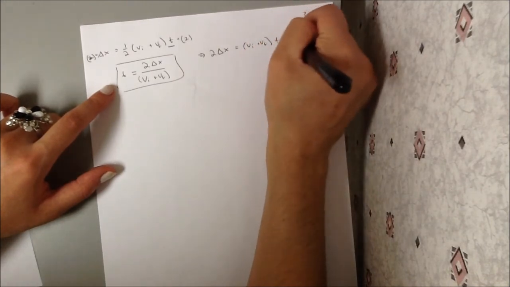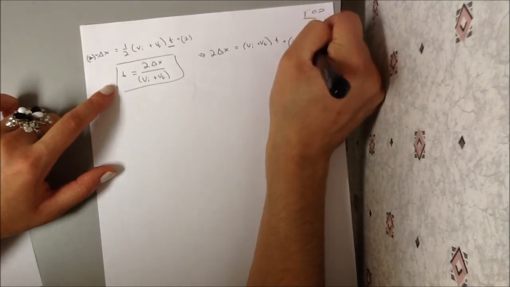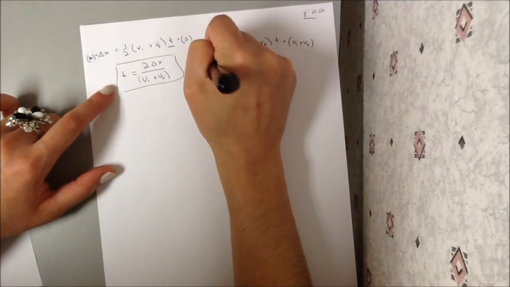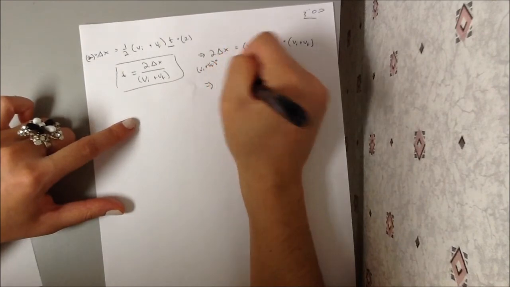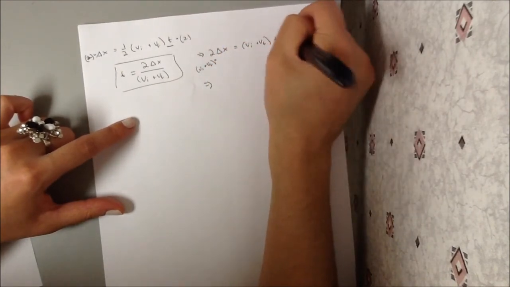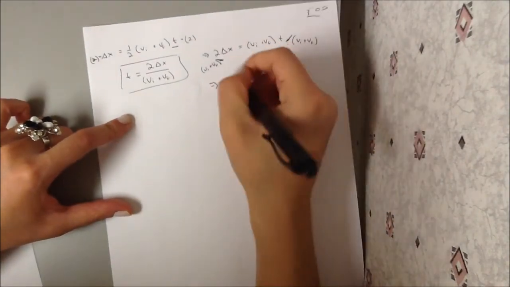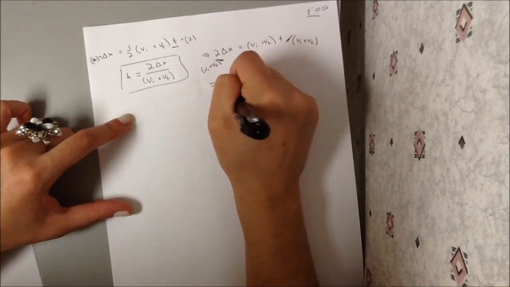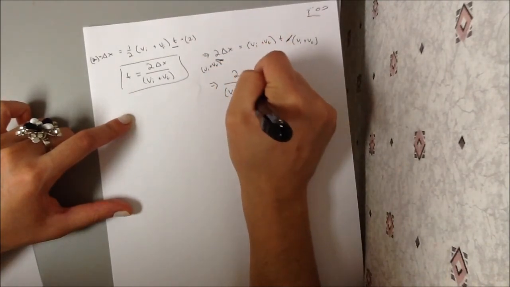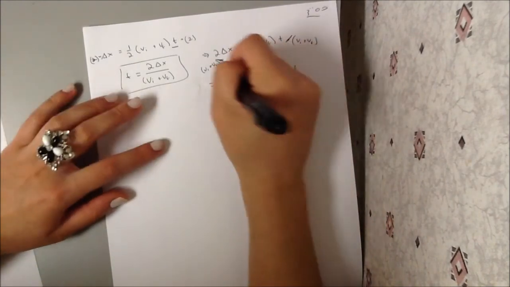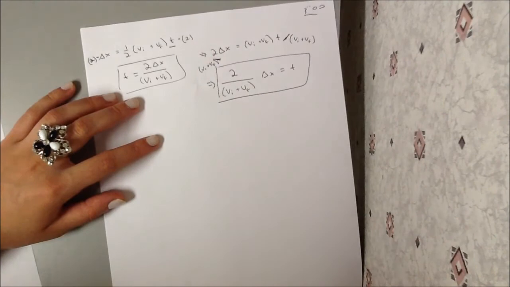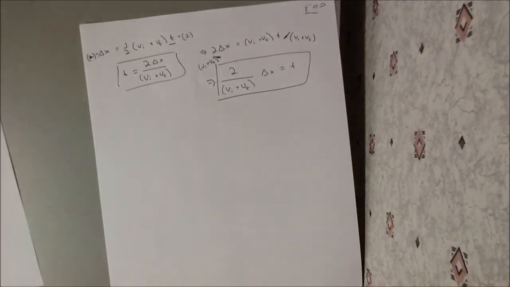Now we're going to divide both sides by velocity initial plus velocity final. And then we get 2 divided by velocity initial plus velocity final times delta x equals time. Isn't that lovely? So now that we have an awesome equation, what we're going to do is go ahead and plug in numbers, all right?